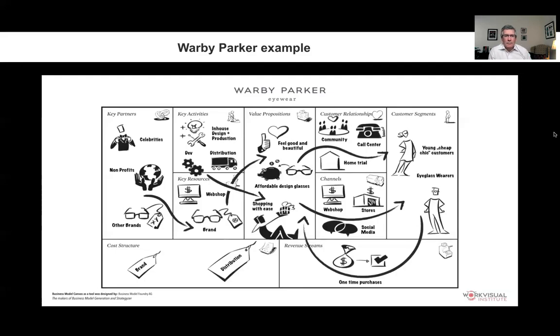So they brought the design and the production process in-house, right? In this way, they have total control over the affordable designer glasses. And on the other hand, of course, they are creating costs. But by cutting out the middleman, the costs are not that important in terms of revenues and profits at the end, right? So this is basically the business model canvas of Warby Parker.